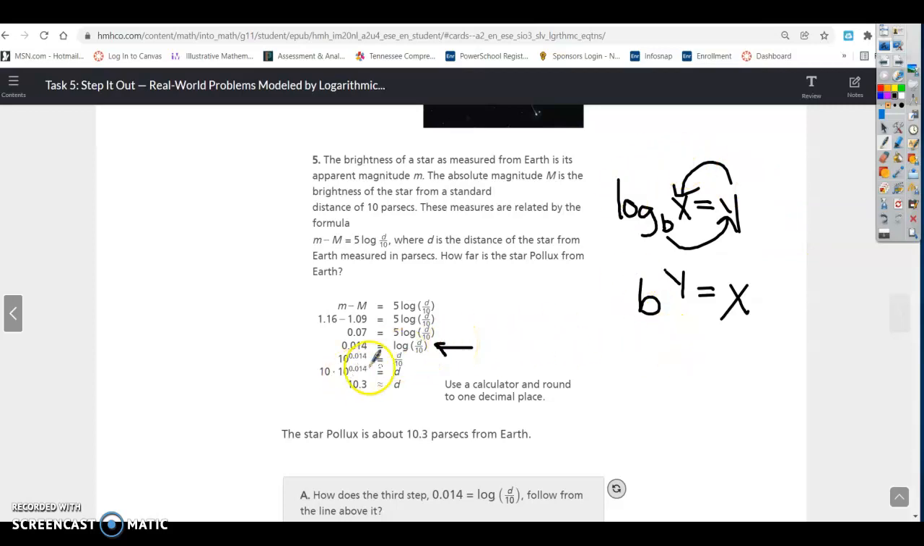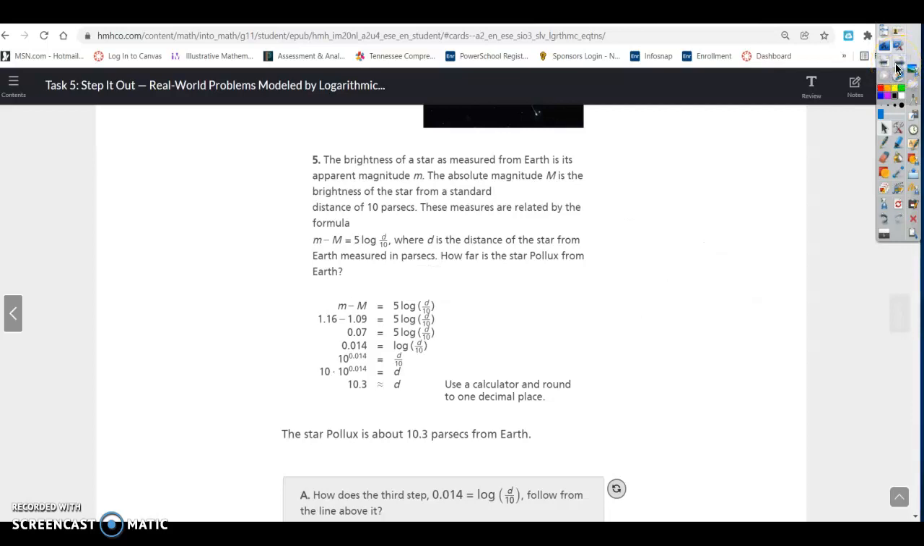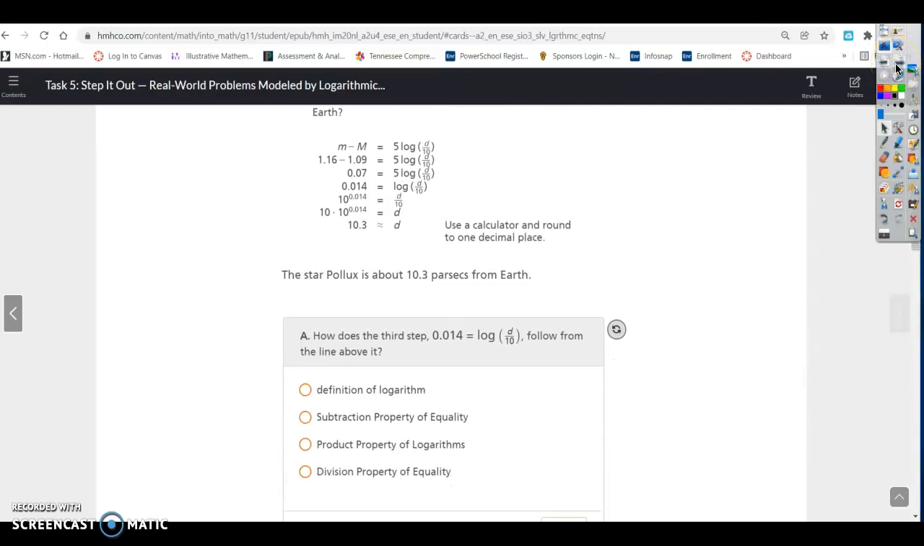All right, and then we can solve for d. To get d by itself, you're going to multiply both sides by 10. So 10 times 10 to the 0.014 power is approximately 10.3. All right, remember your distance is measured in parsecs. Not familiar with that, but maybe it's something to look up. All right, the star Pollux is about 10.3 parsecs from Earth.